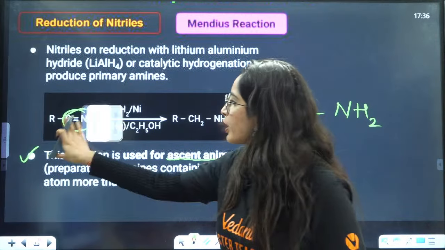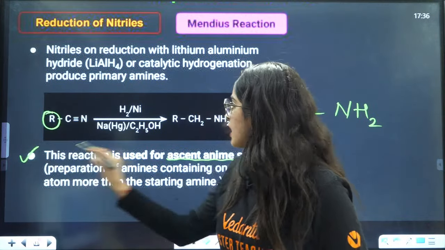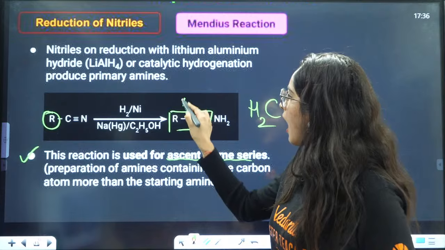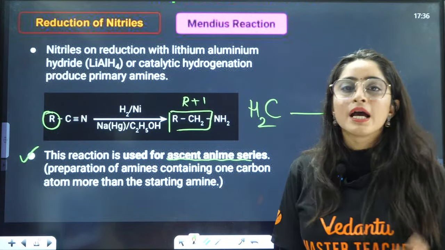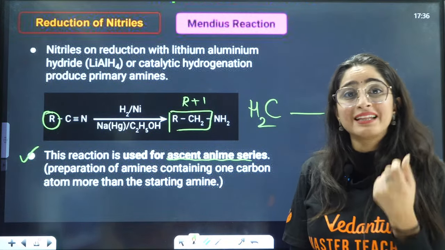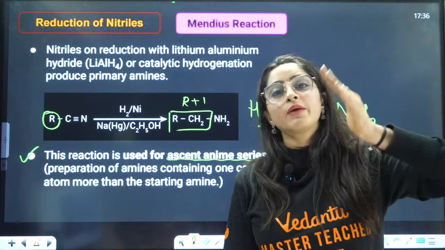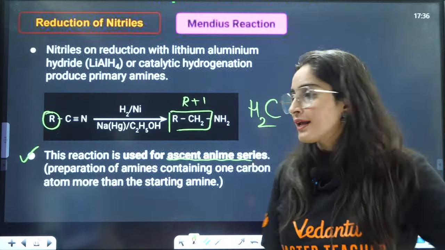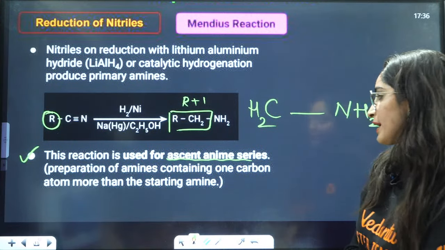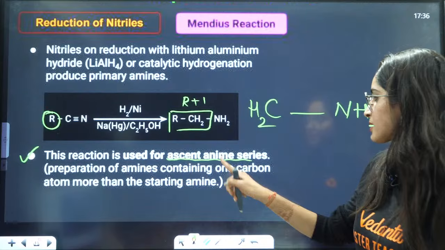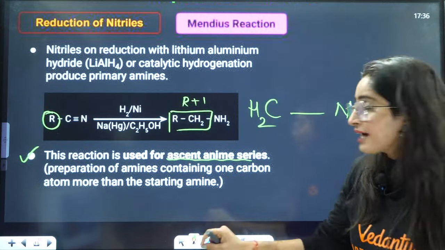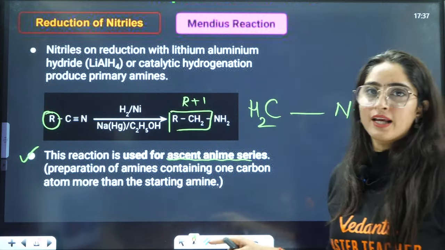See, here what you have, the alkyl group is R, but here the alkyl group is R plus 1 carbon more. That means the number of carbons in that alkyl chain are increasing. That is the ascending. Ascending means increasing. The number of carbons are increasing. This reaction is used for the ascent of the amine series, preparation of amines containing 1 carbon atom more than the starting amine.